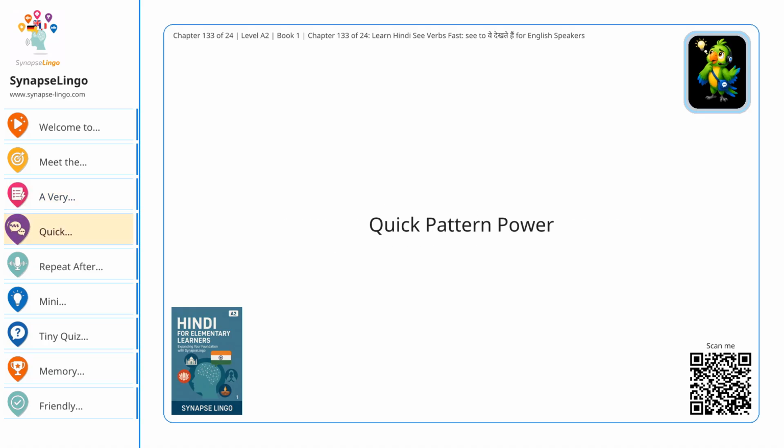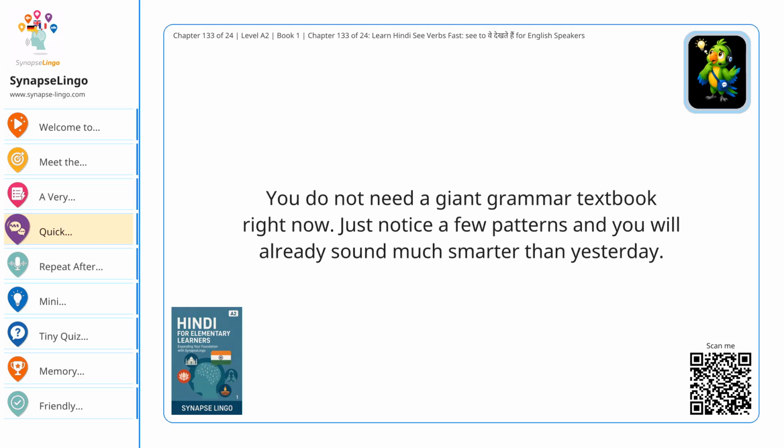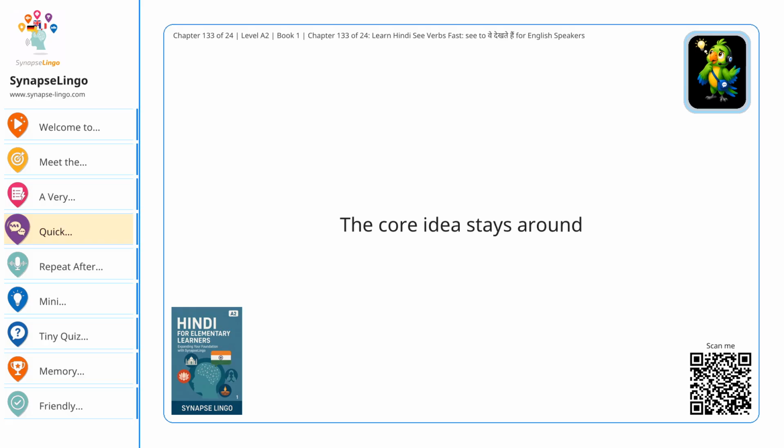Quick pattern power. You do not need a giant grammar textbook right now. Just notice a few patterns and you will already sound much smarter than yesterday. The core idea stays around देख, from देखना. For, I see, you have मैं देखता हूँ. Hear the ending, देखता हूँ. For, you see, you use देखते हो. It is short, useful, and great for conversation.